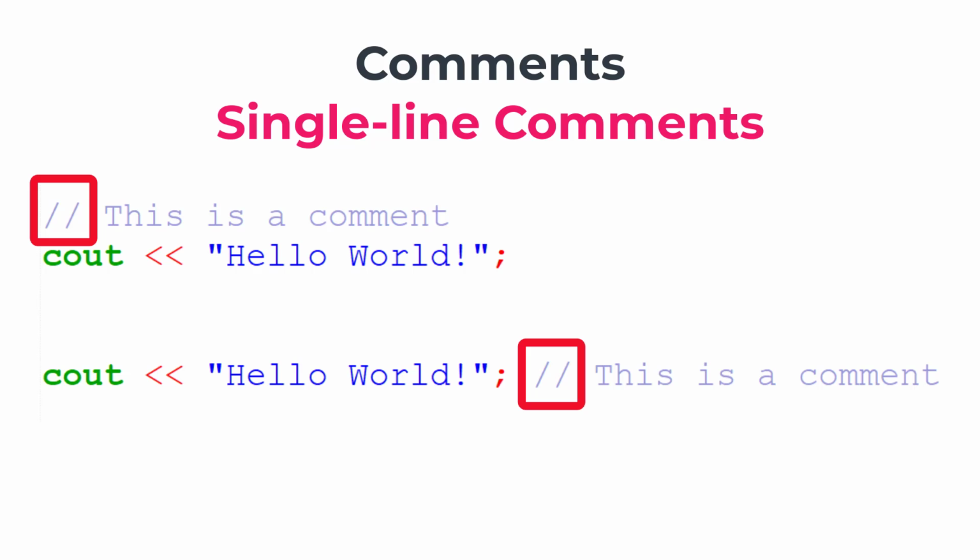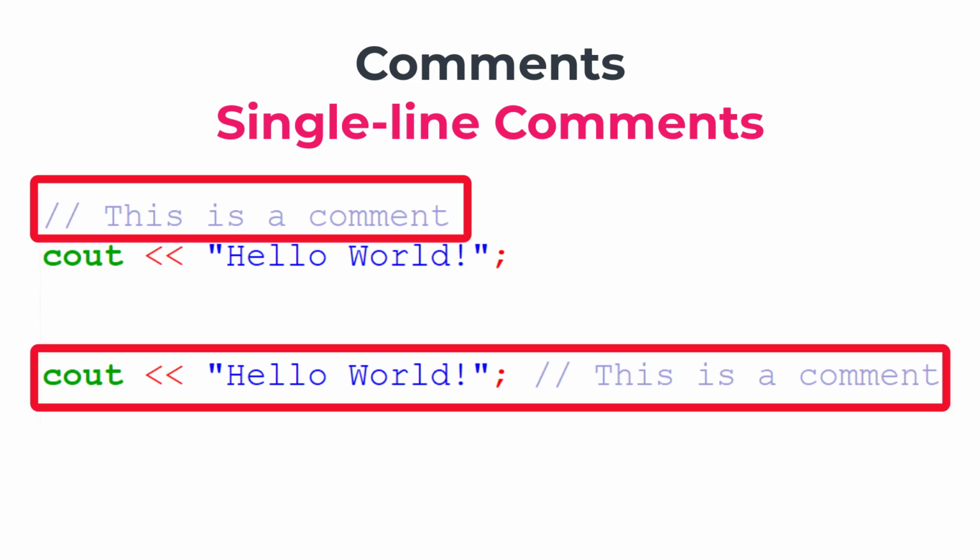Any text between the forward slashes and the end of the line is ignored by the compiler, or you can say that it will not be executed. This example uses a single line comment before a line and after a statement. You can see in this example.